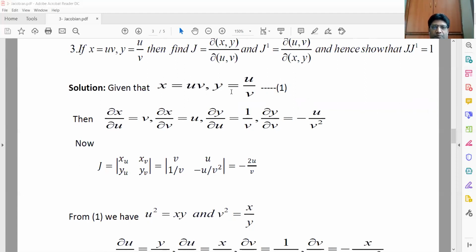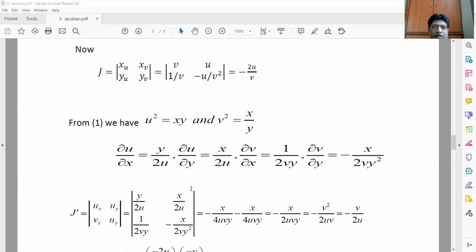What is v? V is here, x by v square we want, right? So from this you can calculate v square very easily. So what is v from this? x by u. If you calculate v from this, u by y. So v square means just the product u by y into x by u, so it becomes x by y.